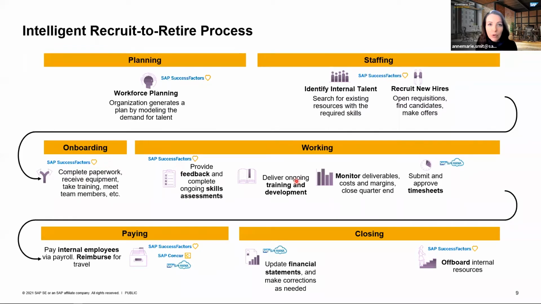We then go into the normal working mode. Here, typically, we have our timesheets. We have to do skills assessments, and of course training and development, things that you and I, as normal employees, always have to do. And then there's a paying part, and here you can see we have SuccessFactors, maybe Concur, as well as the ERP backend, and lastly the closing, or when you offboard your resources. So that is the recruit to retire process, and I really like this slide because it shows you that it's not very complex, and it's something that all of us actually know.